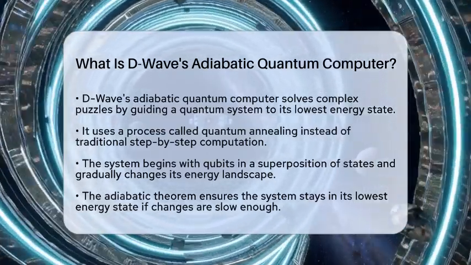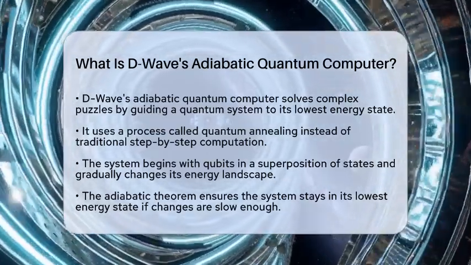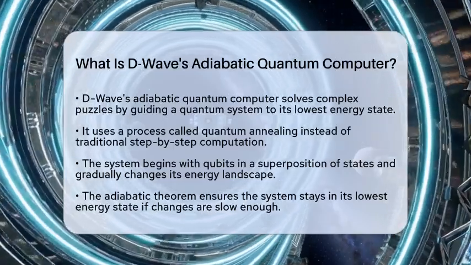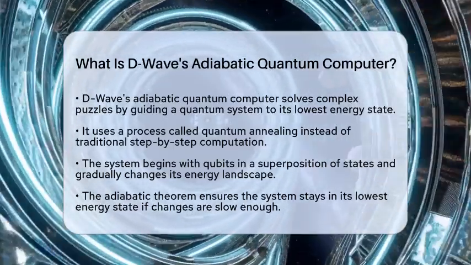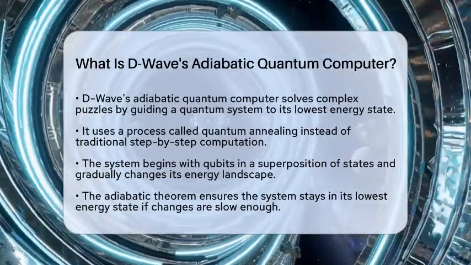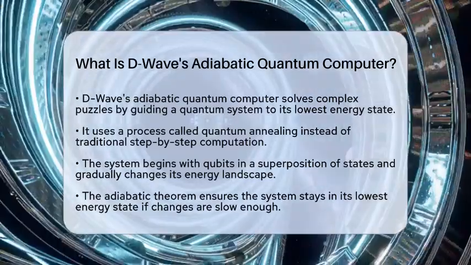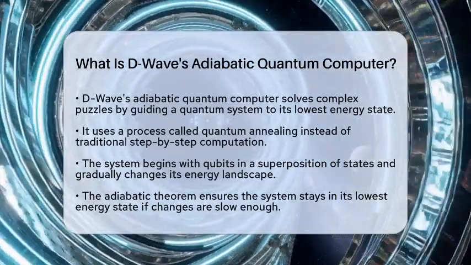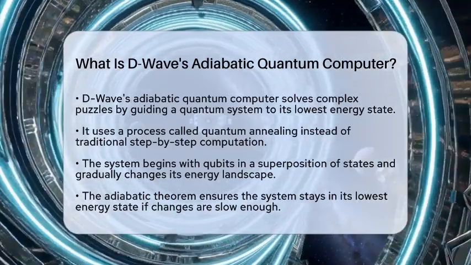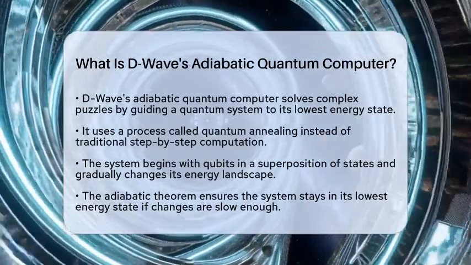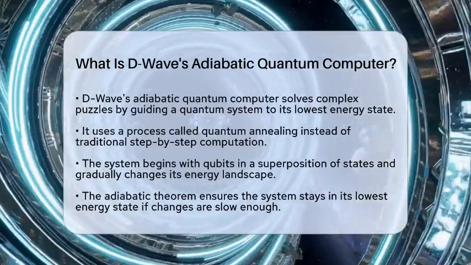It starts with qubits, which are tiny quantum bits, in a superposition of many states. Then, it slowly changes the system's energy landscape, encouraging the qubits to settle into the lowest energy configuration. This final state reveals the best solution to the problem at hand.